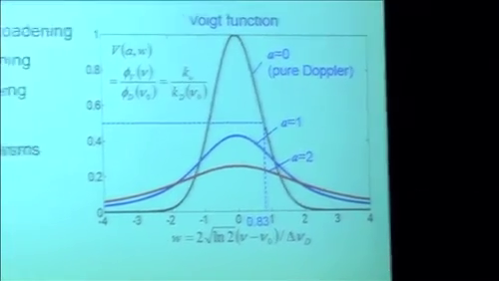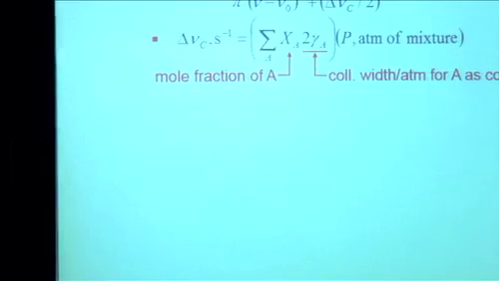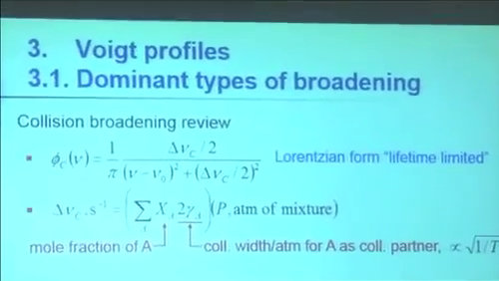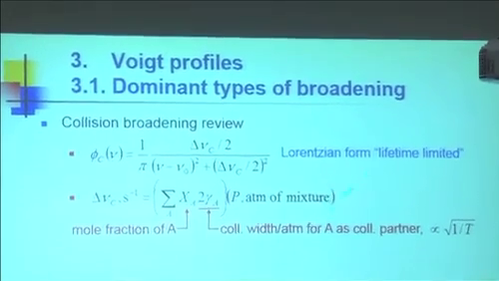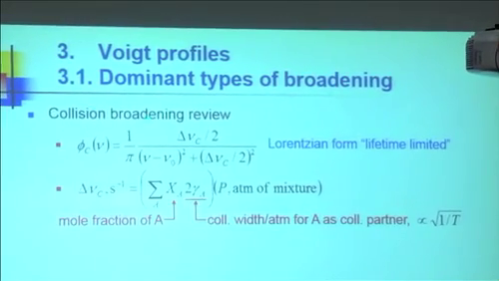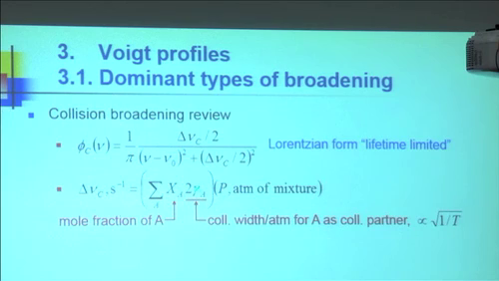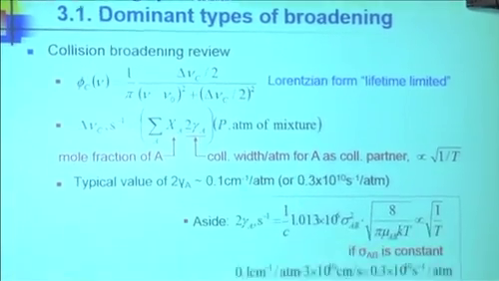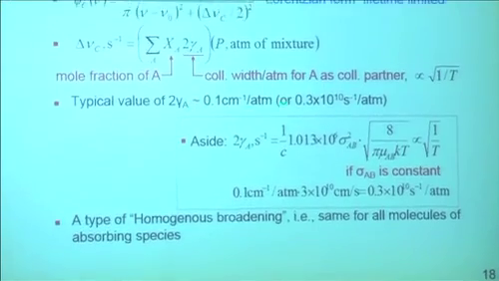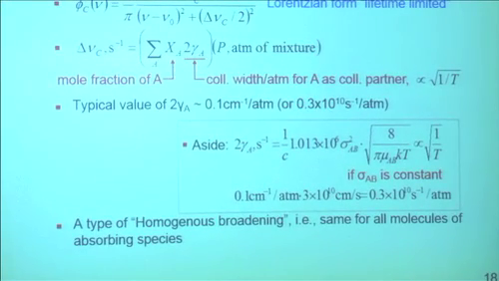I'm going to show you the Voigt profile and then I'm going to remind you that there are some other things we have to worry about once in a while called pressure shift. So here's the review. If we have the Lorentzian, it's found this way. You need to know these broadening coefficients. They roughly go like 1 over root T. The typical value is around 0.1 at room temperature. And these are homogeneous broadening.